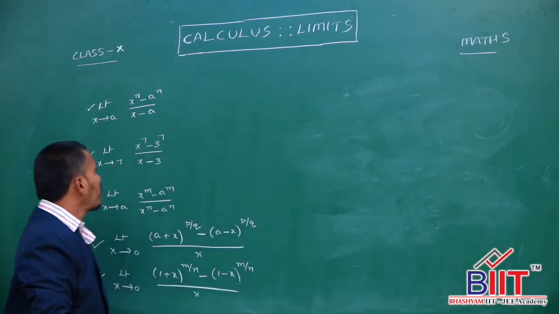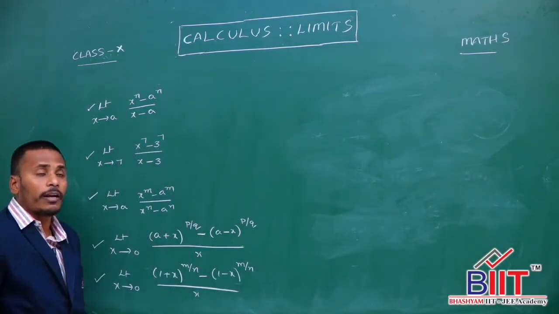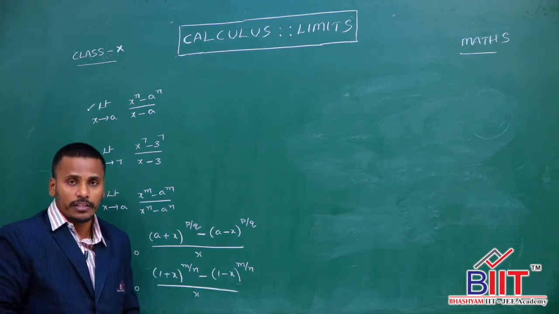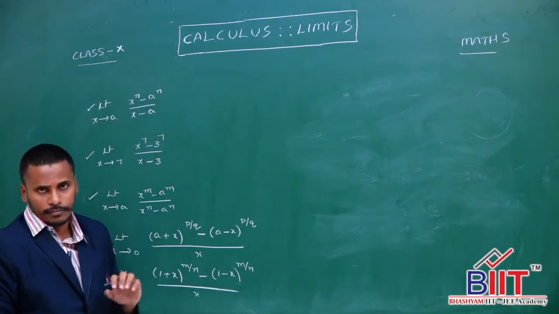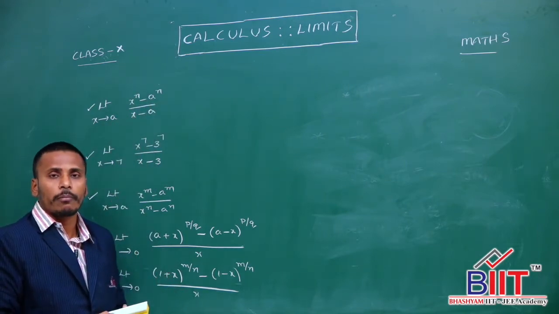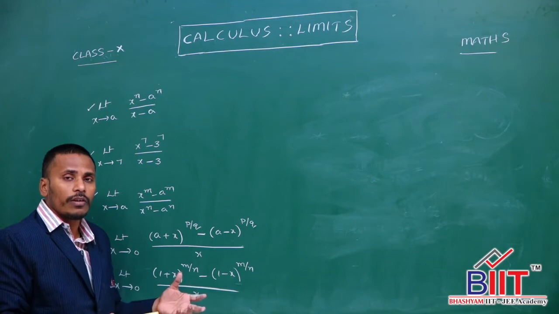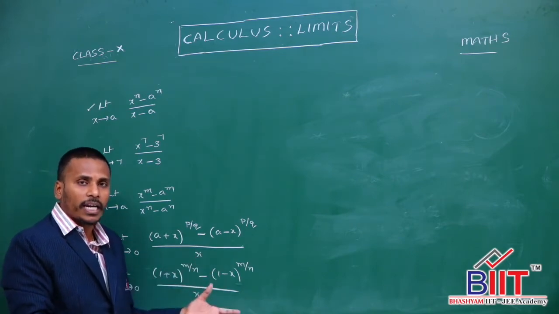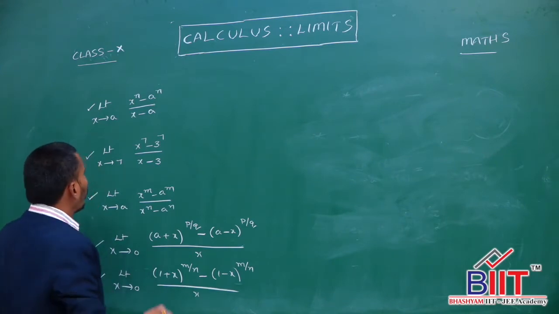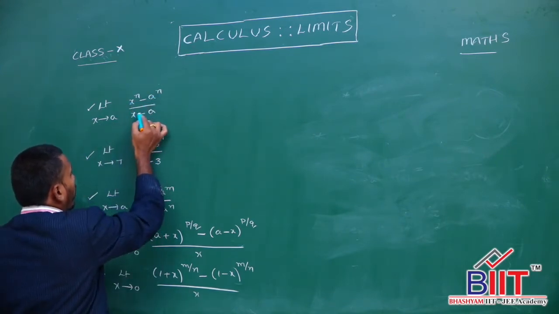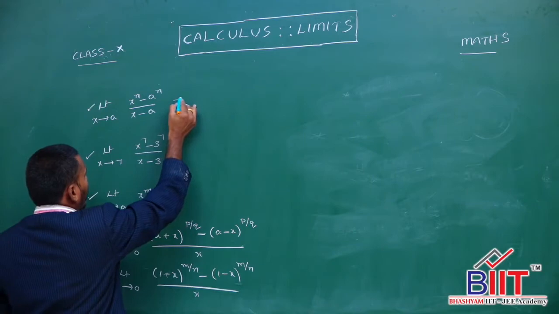So the first thing is limit x tends to a, (x power n minus a power n) by (x minus a). You all know the standard formula for this limit. What is it? n into a to the power n minus 1. We may find it either by using factorization, and now I am going to use the L'Hospital rule. Limit x tends to a, (x power n minus a power n) by (x minus a).